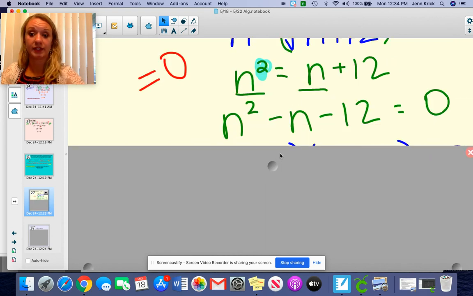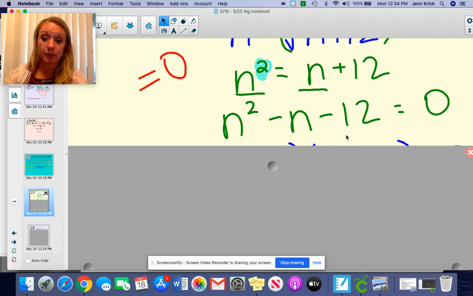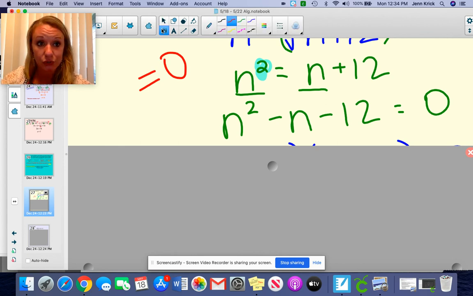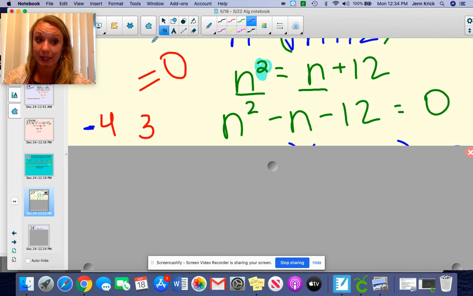Okay, so here's what it looks like. Set it equal to 0. Now, I need two numbers that multiply to a negative 12, but add up to a negative 1. Okay? I know it's not going to be 6 and 2. It's not going to be 12 and 1. I know that it's going to be 4 and 3, but if they multiply to a negative 12 and add up to a negative 1, which of those guys is going to have the negative sign? It's going to be your 4.